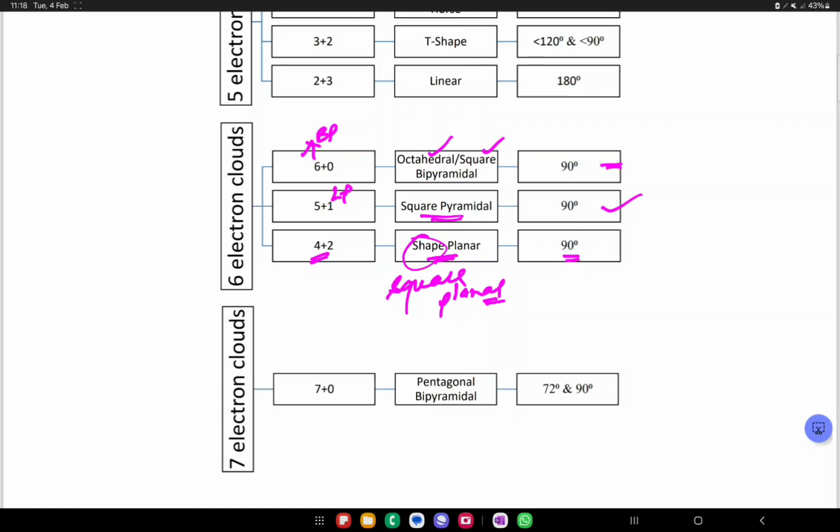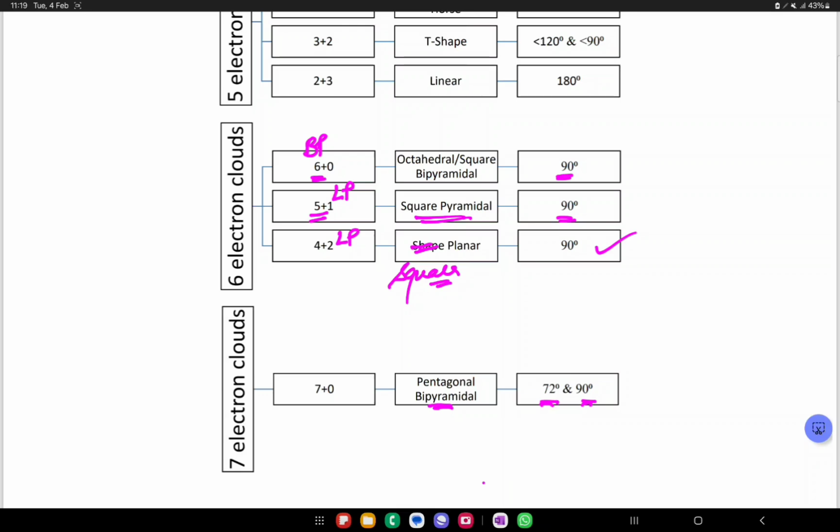For six electron clouds, if all are bond pairs, no lone pair, octahedral or square bipyramidal geometry, all bond angles are 90 degree. If it is 5 plus 1, five bond pairs, one lone pair, square pyramidal geometry, all bond angles again 90 degree. If it's 4 plus 2, four bond pairs and two lone pairs, shape is square planar, all bond angles 90 degree. Clear? Seven electron clouds, pentagonal bipyramidal, 72 degree and 90 degree are the bond angles.